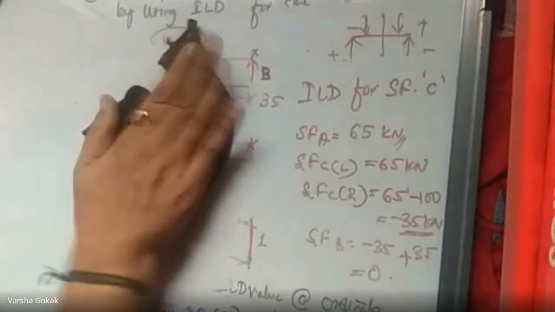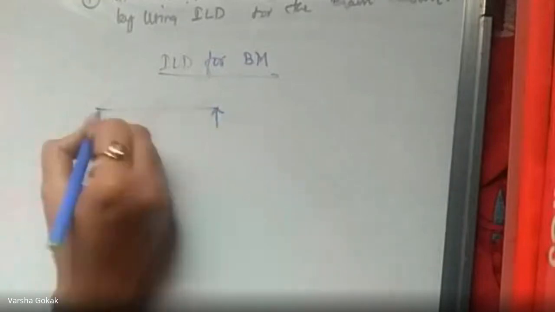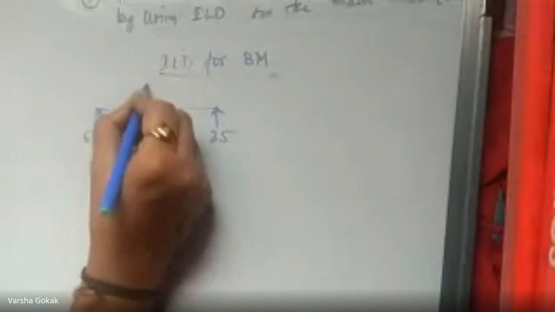So this is about shear force, and then we have bending moment. Next, we have to write for bending moment. So bending moment, how do you write? ILD for bending moment. We have to write the ILD for bending moment. Now, I erase the diagram.